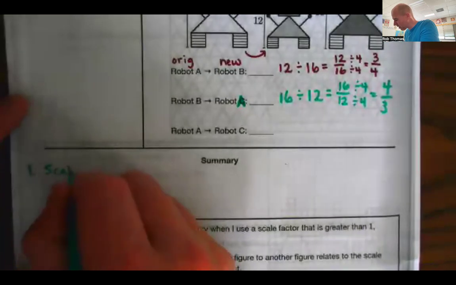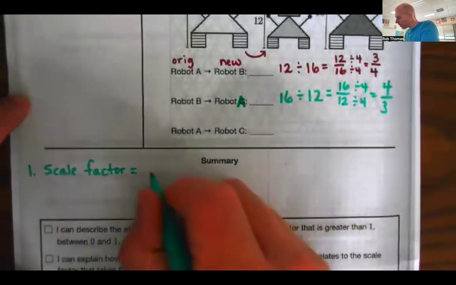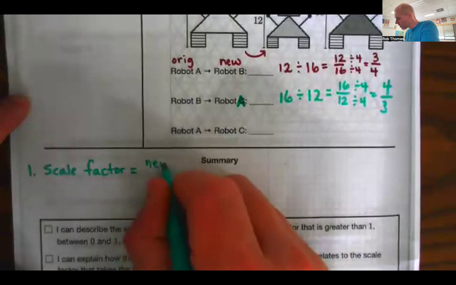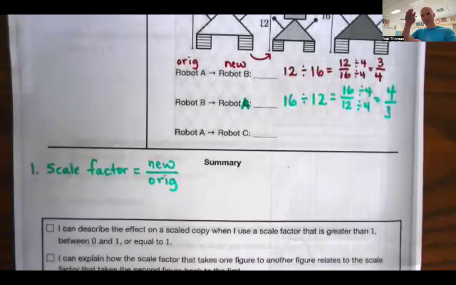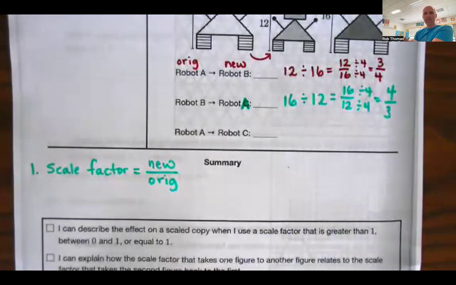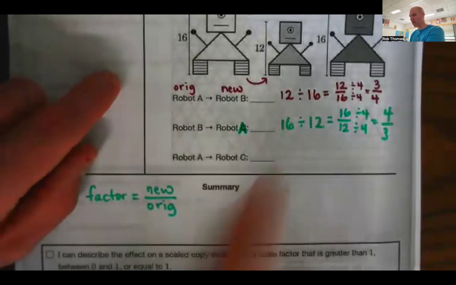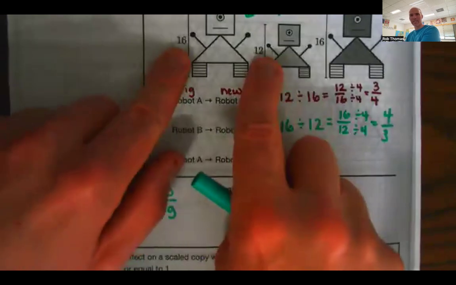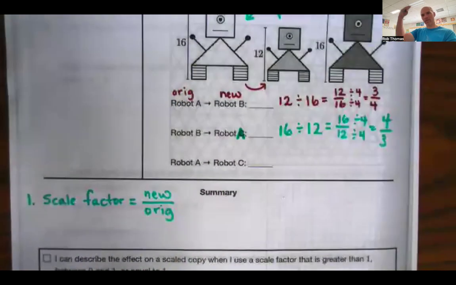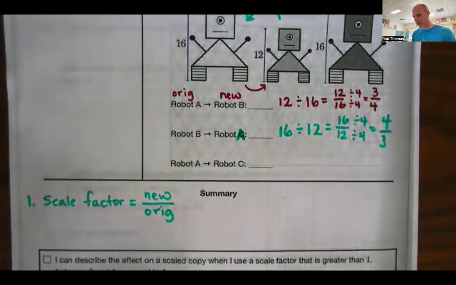scale factor equals new divided by original, and I'm writing divided by as a fraction bar. So new over original means new divided by original. And when I say new and original, I mean corresponding side length pairs from those robots or diagrams or whatever we're working with, right? So this 12 and this 16 is a corresponding pair because they're both heights. So new height divided by original height. It might not always be a height. It might be something else, whatever we're working with.